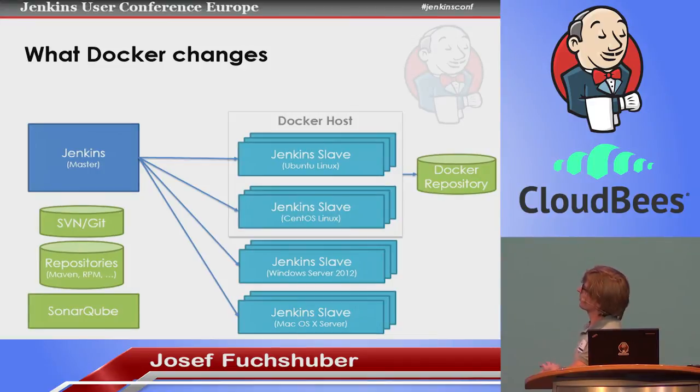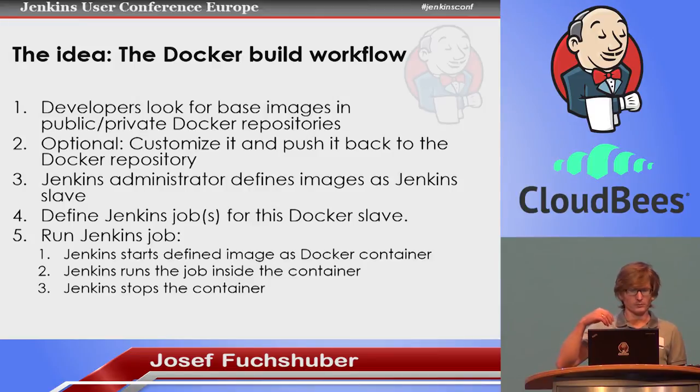We want to have it dynamic. We want to only start a slave if we need it in our job. And the workflow can be: a developer looks for a base image in a public or private repository. He customizes the image according to his requirements and pushes it back into the repository, and the Jenkins administrator defines in the configuration a Jenkins cloud, the Docker cloud, based on this image, and we can define Jenkins jobs for this slave. If you run a job, Jenkins starts a defined image as a container, runs the job inside the container, and stops the container.